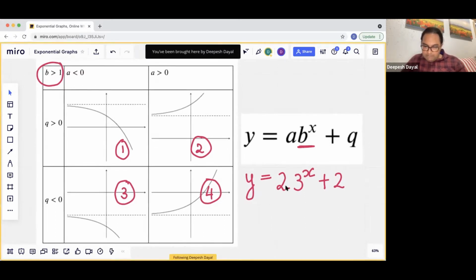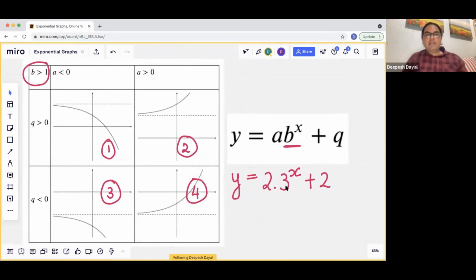Tell me from this graph, you can type in the chat also, is a positive or is a negative? What is a? Is a positive? You can show me a thumbs up if a is positive as well. Yes, a is positive. Okay, great. Everybody's saying yes. So a is positive. What about b? Is b greater than 1?